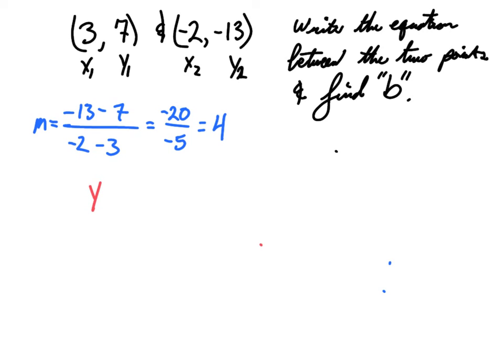So I'm going to do y minus 7 is equal to my slope, 4, times x, the variable, minus 3 from my point. So that's point slope form. So that, if that's what it was asking me to do, I'm done. Great job. So I've written the equation, which is fantastic. Now I need to find the b.